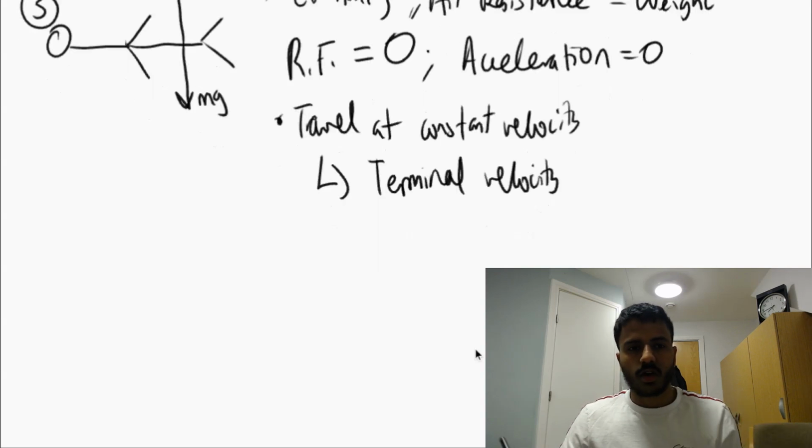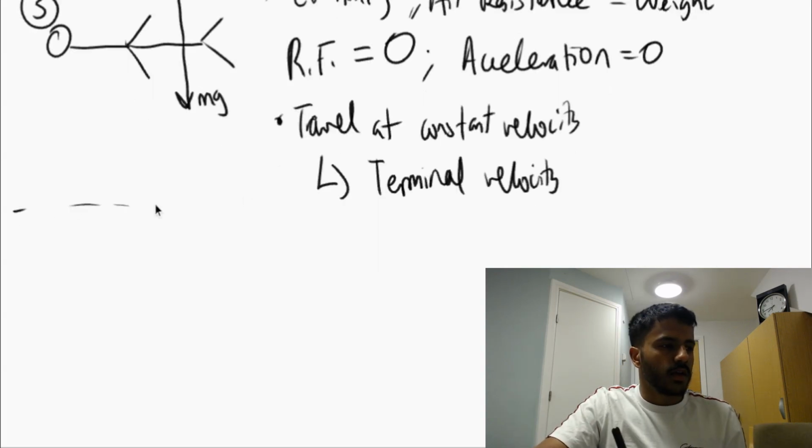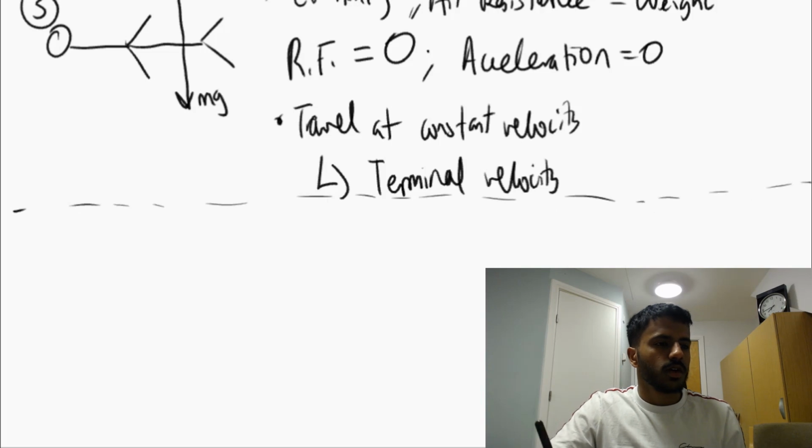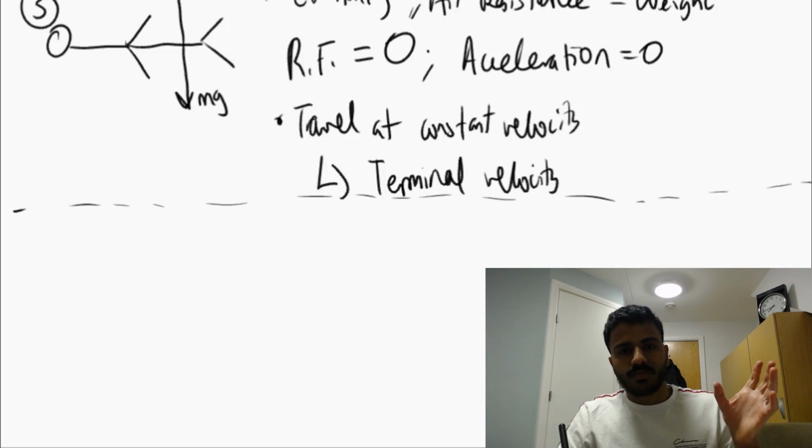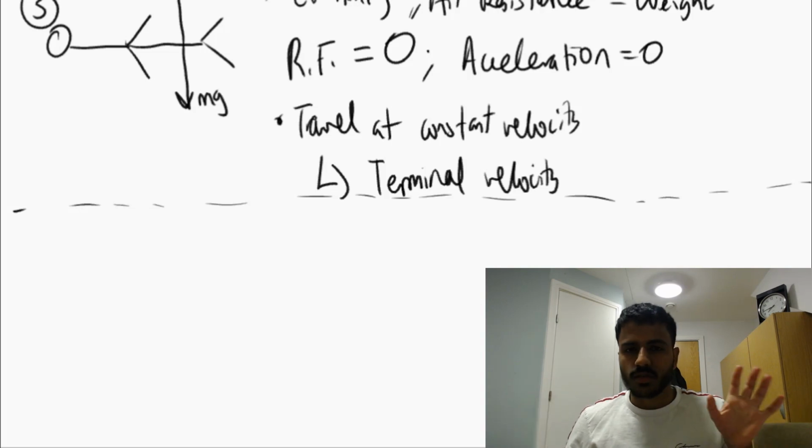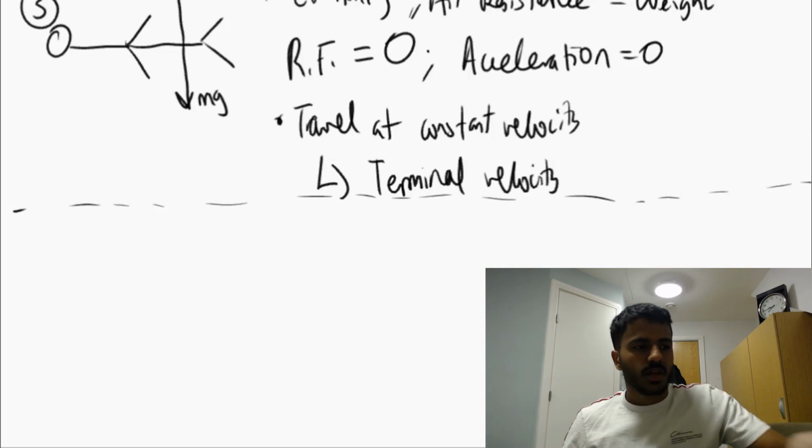Now, in a real life scenario, this is where this skydiver, either at this point or at any time after this point where he deems it safe, because he's going to be traveling at this terminal velocity for the rest of his journey, is going to decide to open his parachute.